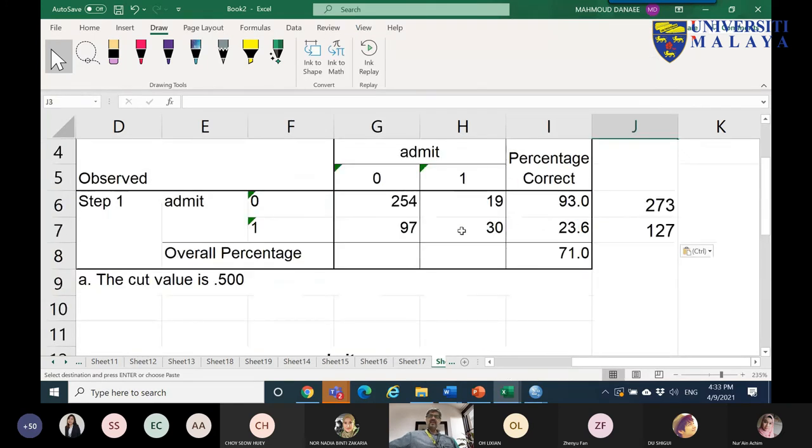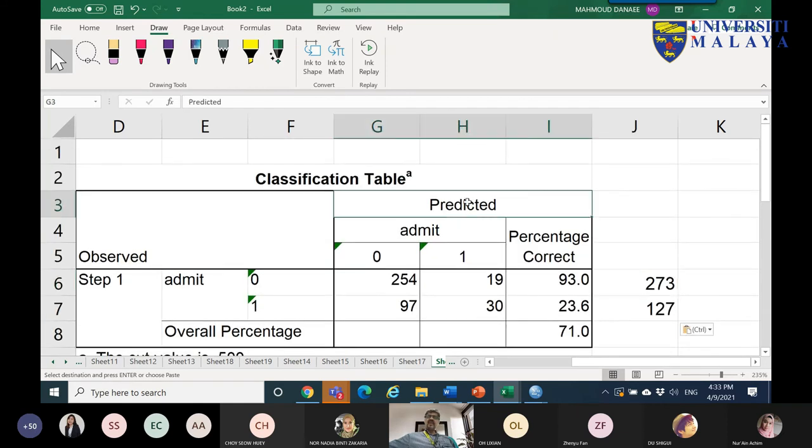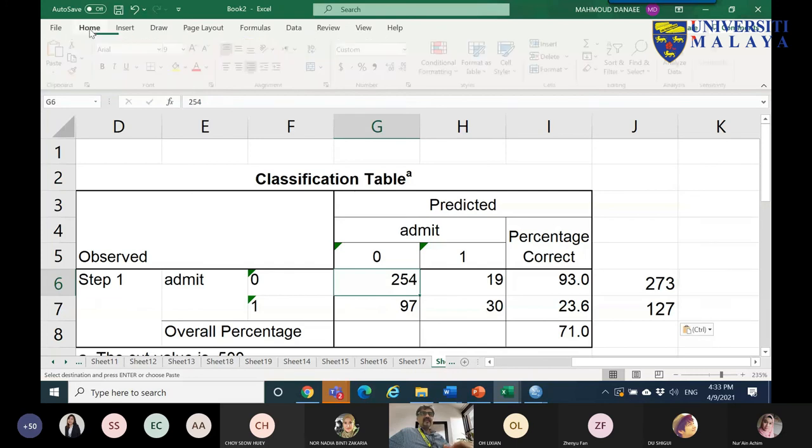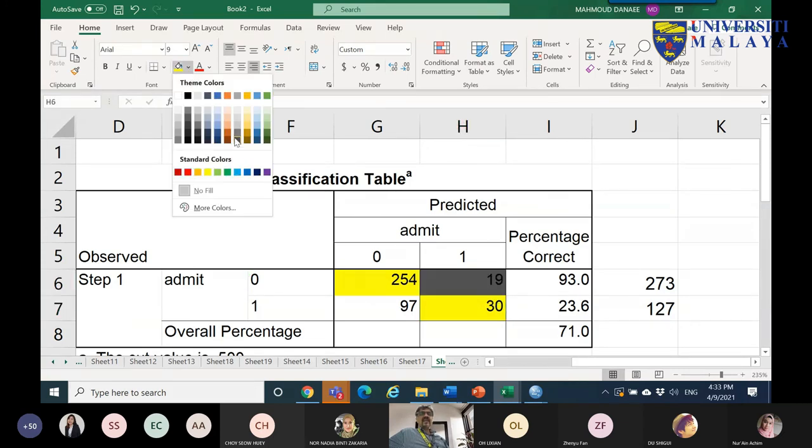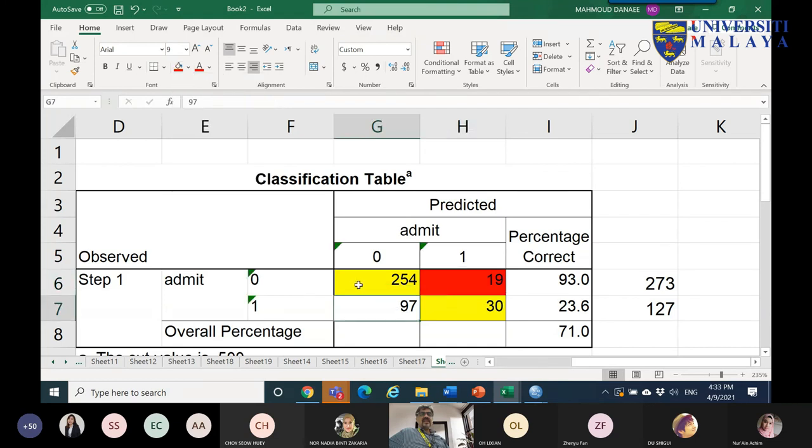So now look here. 254 plus 19 means 273. So the model that we created was able to predict correctly, out of this 273, 254 of them, correctly classified as zero. These two cells are correct classification, and these two cells are misclassification.